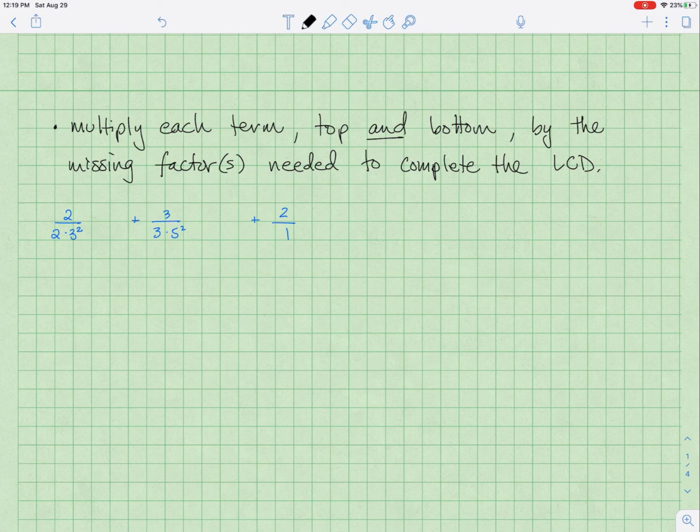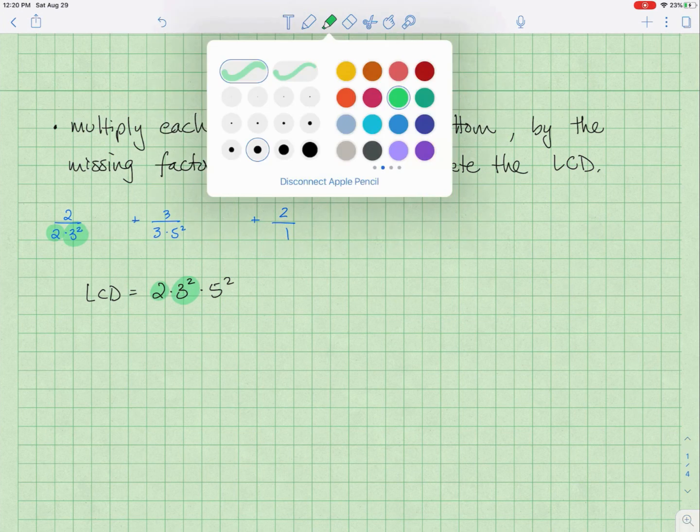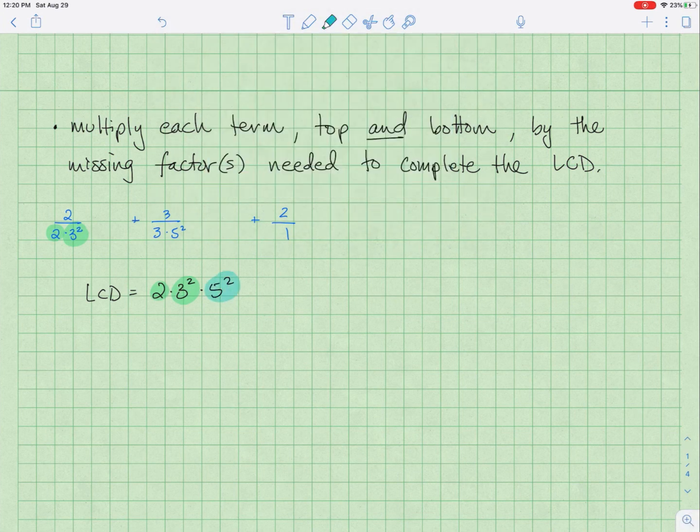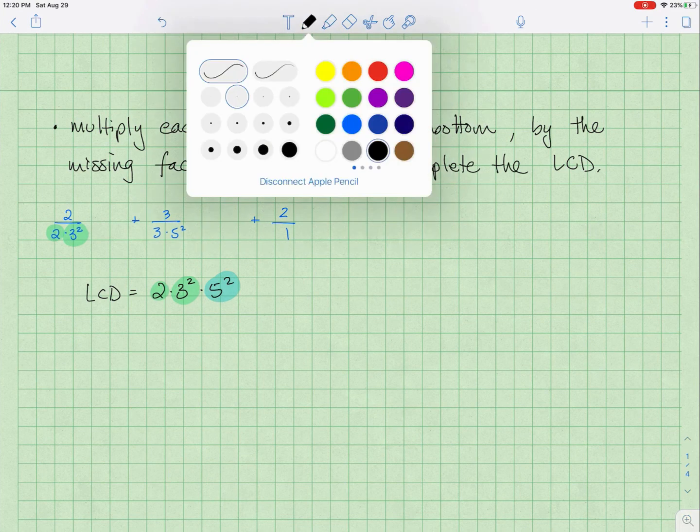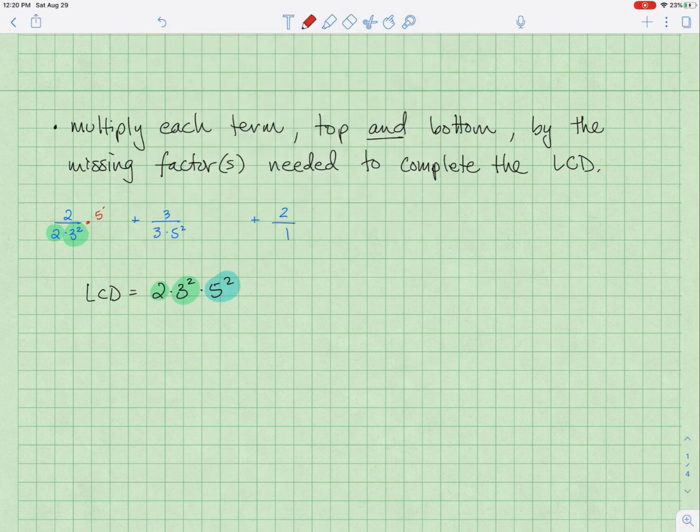Okay, so let's not forget what our LCD is. Our LCD here is 2 times 3 squared times 5 squared. And we've got to talk about what each one is missing. So in our first fraction, we have a 2, that's good. We have an entire 3 squared, that's good, but we're missing the 5 squared. So we're going to take 5 squared and we're going to multiply top and bottom by 5 squared. This was the missing factor.